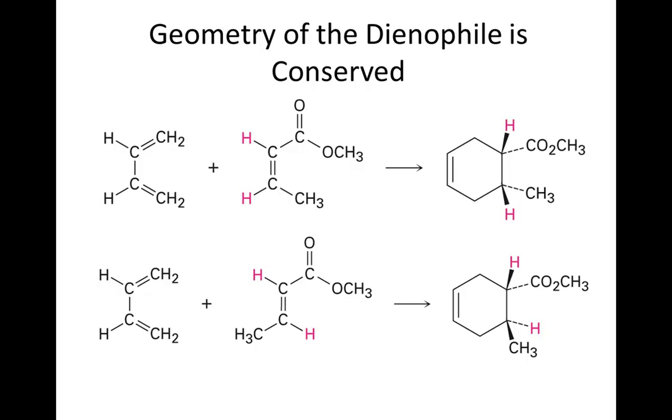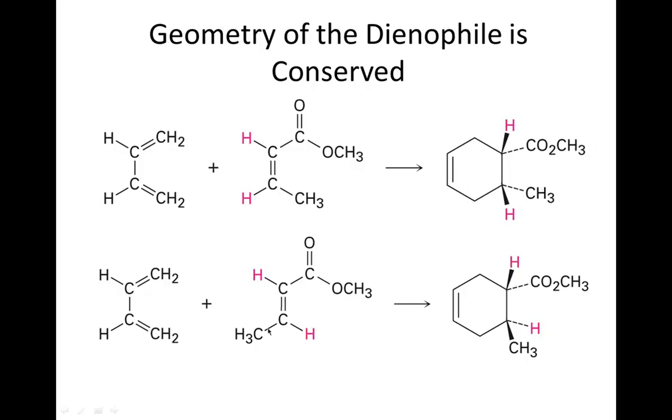So if you start out with a cis alkene, you're going to end up with those groups that were on that alkene still on the same side. So here's a cis alkene. This group and this group are cis to each other. They're still cis to each other in the final product. We're just connecting the ends of this diene with the ends of this alkene. Here's our new 6-member ring, and these guys stay on the same side.